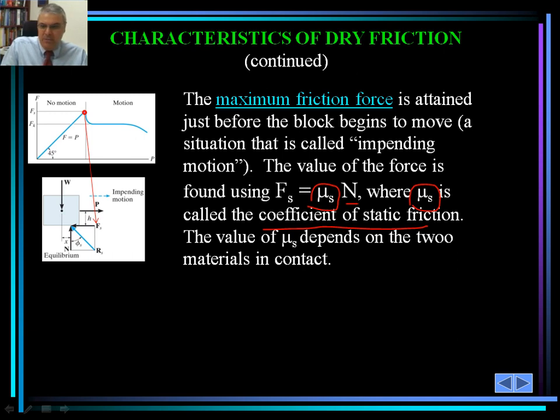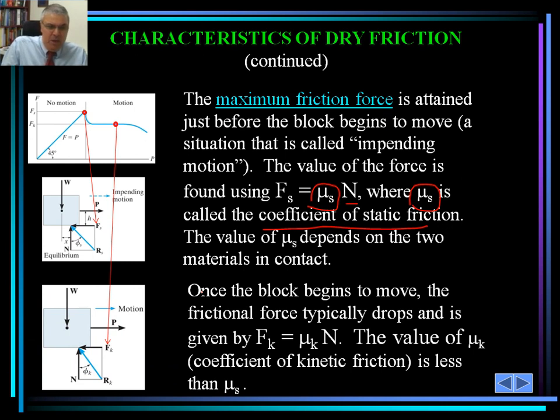There's actually a little typo here. Let me fix this here as I'm going through this. Makes it easier. So the value of mu sub S depends on the two materials in contact, which translates to the roughness of the surface of both of these materials.